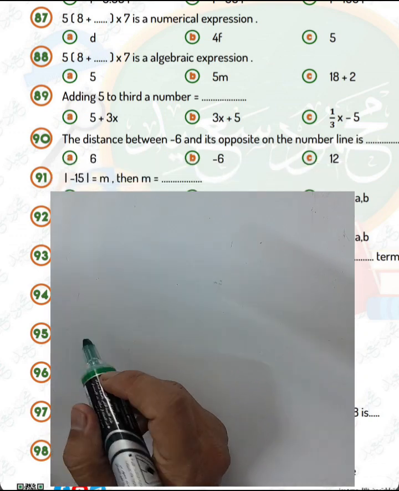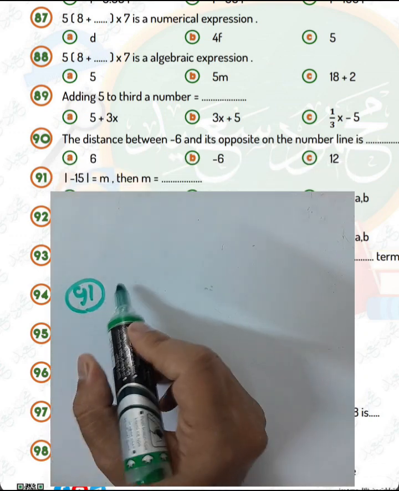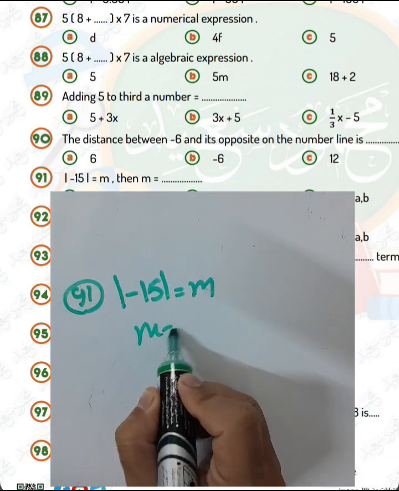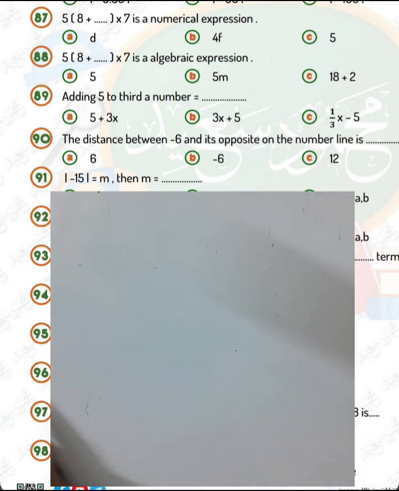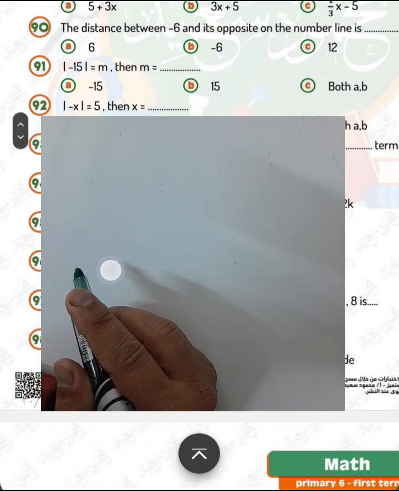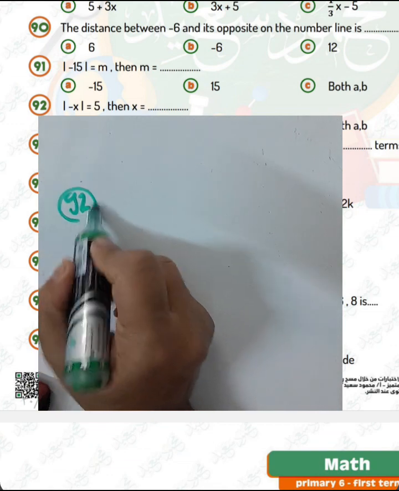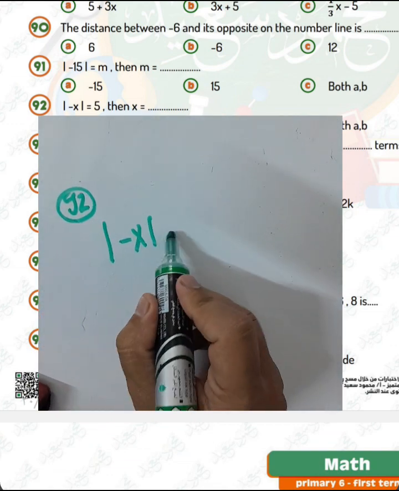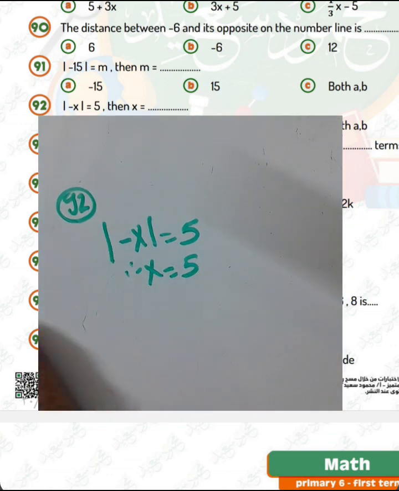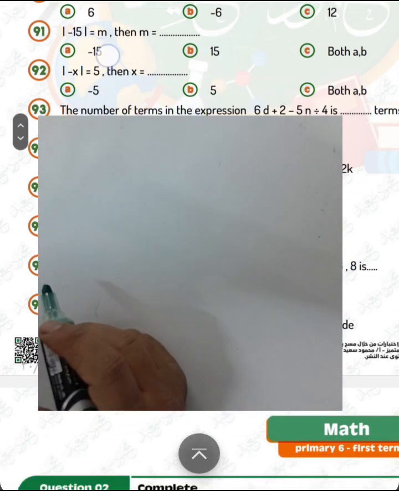Question 91. The absolute value of -15 equals m, then m equals 15. Question 92. The absolute value of -x equals 5, then x equals 5.